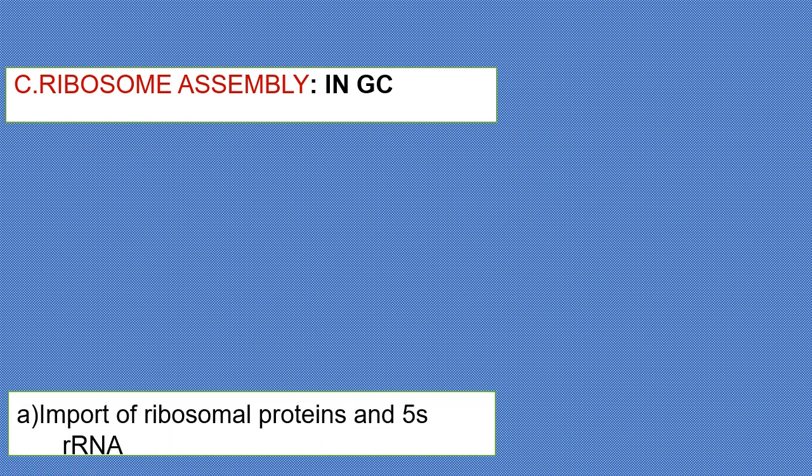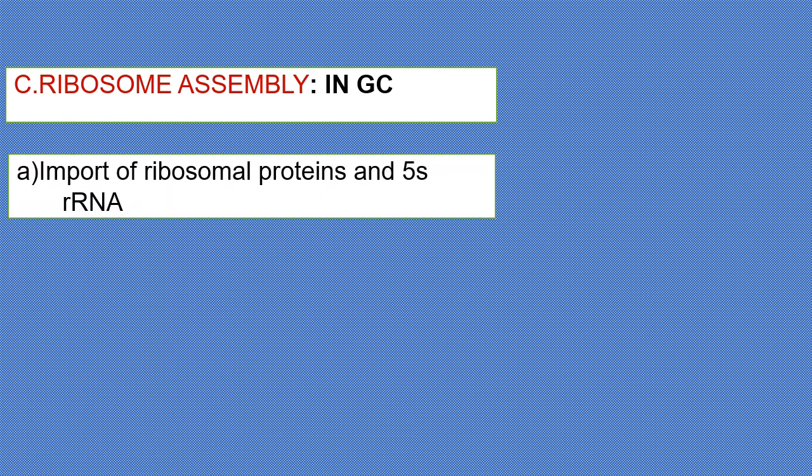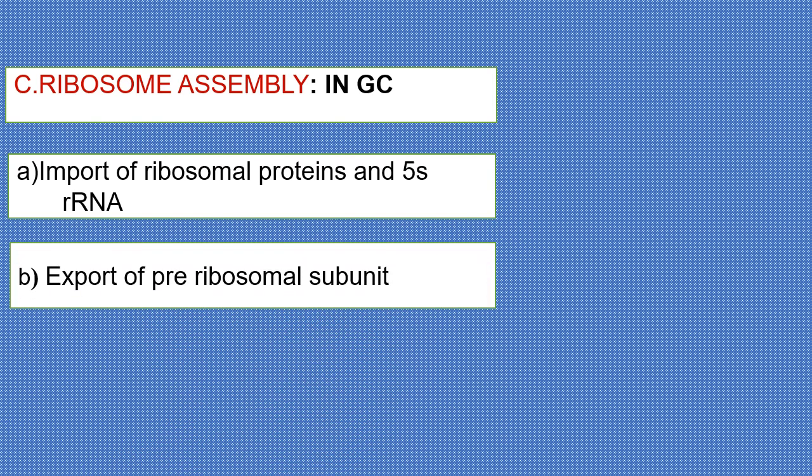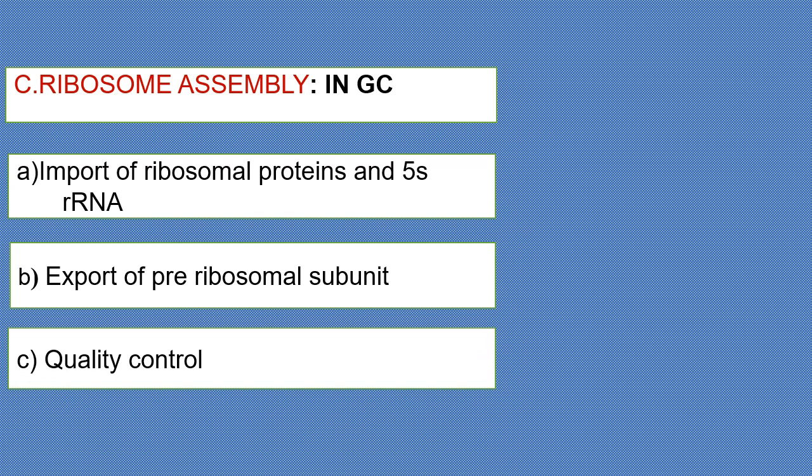The ribosome assembly is a very long process and it contains three steps. They are import of ribosomal proteins and 5S ribosomal RNA from the cytoplasm into the nucleolus, export of the pre-ribosomal subunit after its formation within the nucleolus into the cytoplasm, and the last one is known as quality control. For the import and export purpose, it depends upon a group of proteins like the karyopherins.